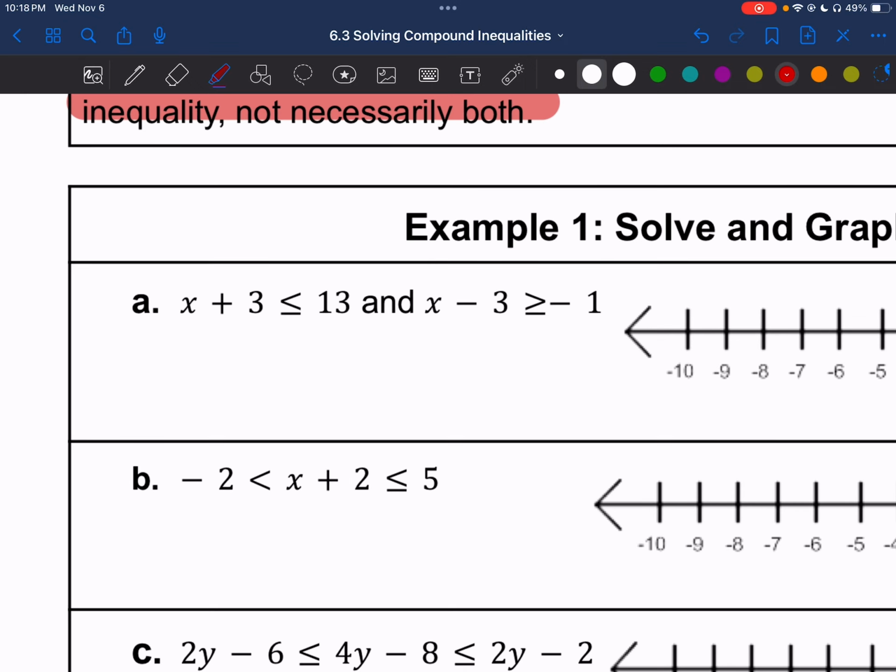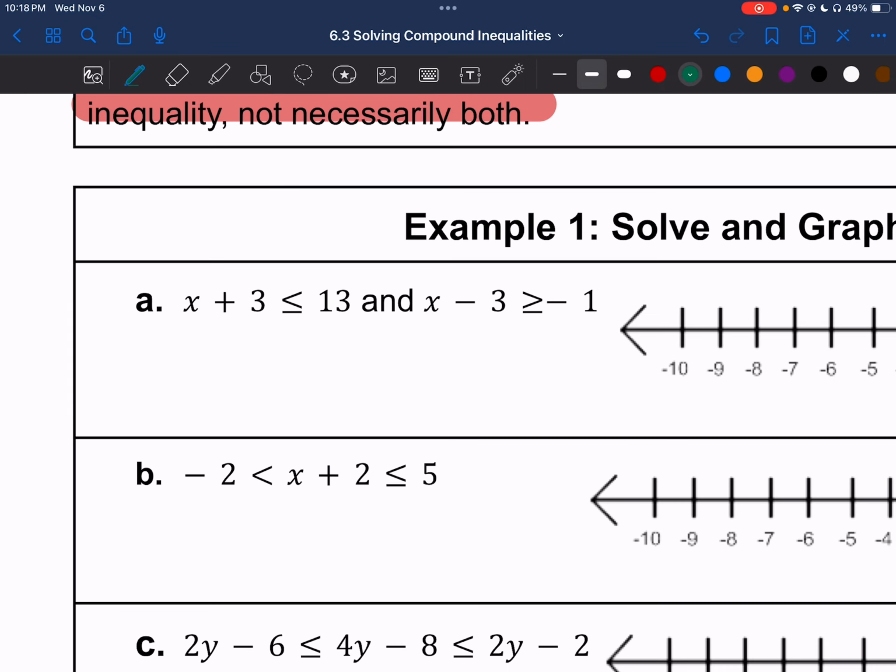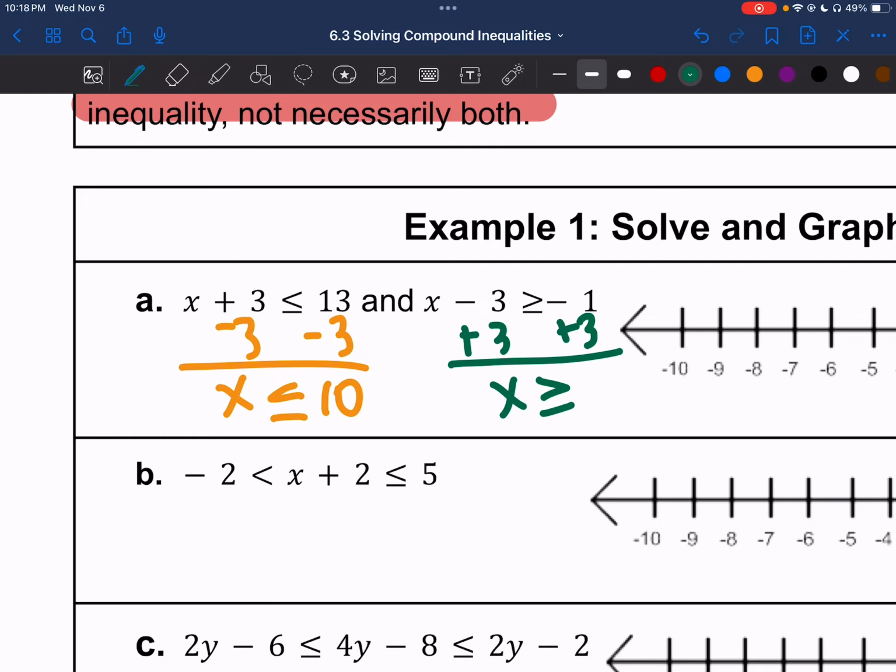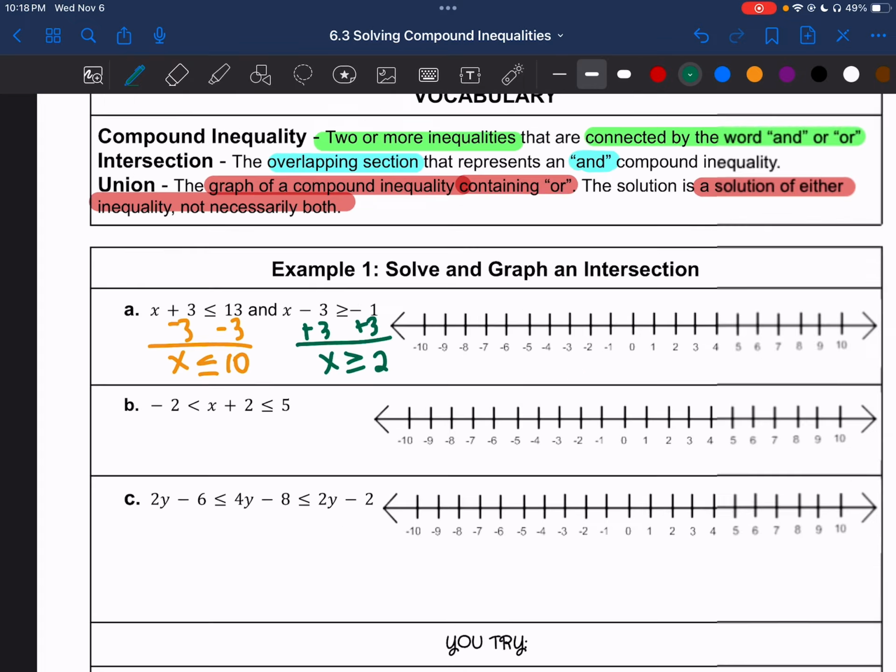So let's take a look at example A, and we'll graph this and we'll see how this plays out. So we have x plus 3 is less than or equal to 13. So we're going to start by subtracting 3 from both sides. We're going to get x is less than or equal to 10. Now on the other inequality, we're going to add 3 to both sides, and we're going to get x is greater than or equal to 2.